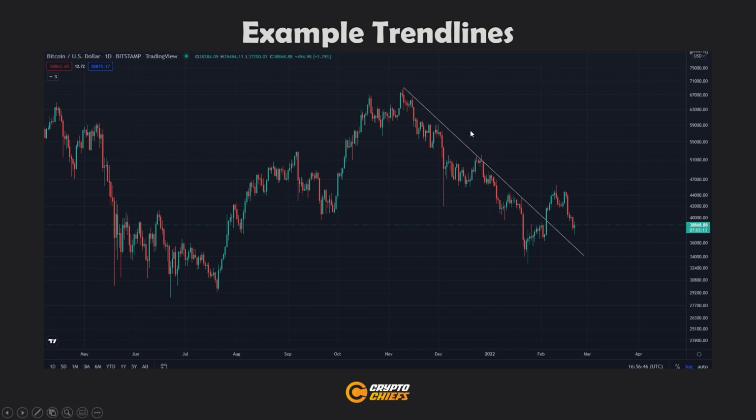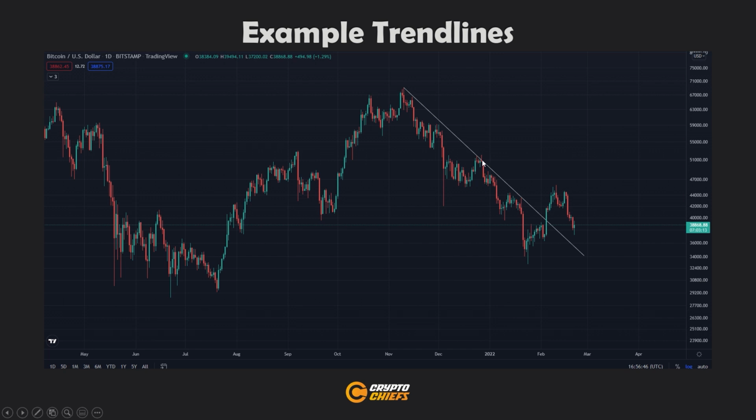So the first example here, we are going to look at Bitcoin. And this is a downtrend that we can see here, a recent downtrend. And we can see there's a perfect touch of it. It starts with the touch of the candle wick here, and another touch of the candle wick here. And we can see here it crosses perfectly at the top of the candle body there. And this is a fake out, so exactly what I was talking about a moment ago.